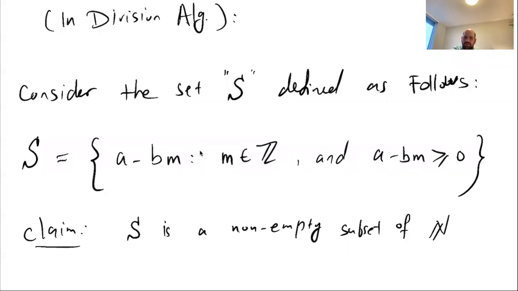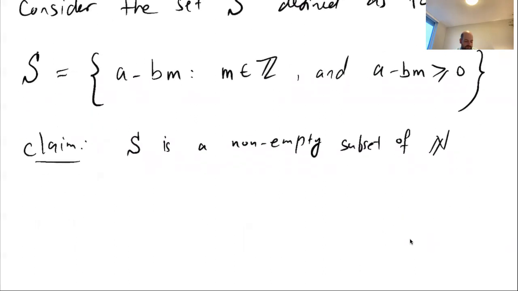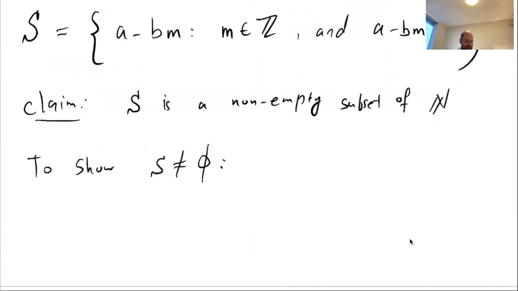So all elements of S, if S has any element, I'm still not sure whether S has actually any element or not, but if it has any element, it has to be a non-negative integer, and therefore S, of course, is a subset of N. But now the question is, does S really have any element? Because it's still possible that S is empty. So the really important thing to prove here is to show S is non-empty. So to show S is non-empty, I'm going to consider different cases.